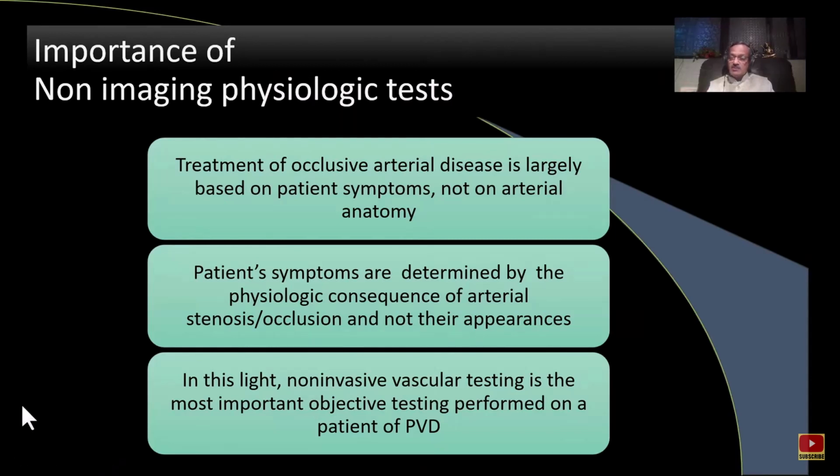Now, why is this important? This is important because the treatment of peripheral arterial disease is basically symptom based and not anatomy based. That means at times anatomically you can have large lesions, the patient may not be symptomatic, and then we don't treat them aggressively. Whereas sometimes the anatomical lesion is small but the symptoms are more, and we need to treat them aggressively, especially when the patient is young.